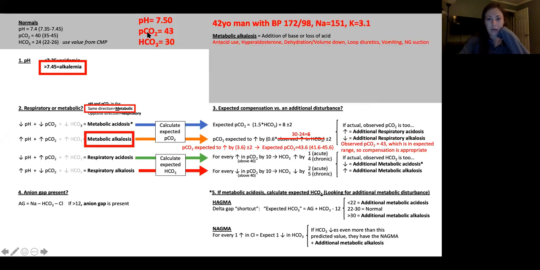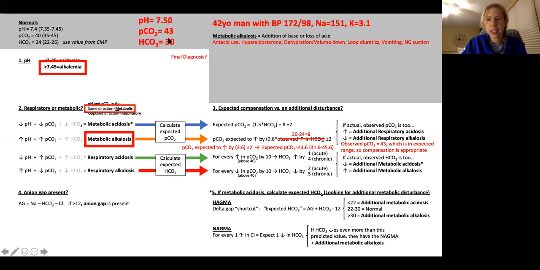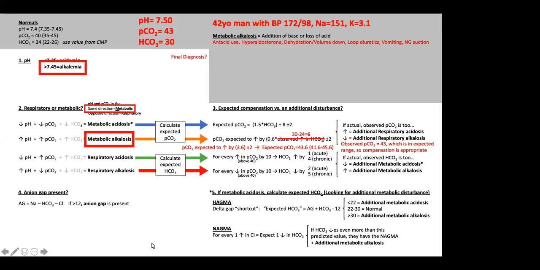But for metabolic alkaloses, we have an addition of a base or loss of acid. So here are some examples: antacid use, hyperaldosteronism, dehydration, volume down, loop diuretics, vomiting, or NG suction. Does anyone want to guess which of these causes this guy had? I can just keep the train going unless anyone else wants to jump in. If you can hear me, I'm going to guess loop diuretic use or vomiting.